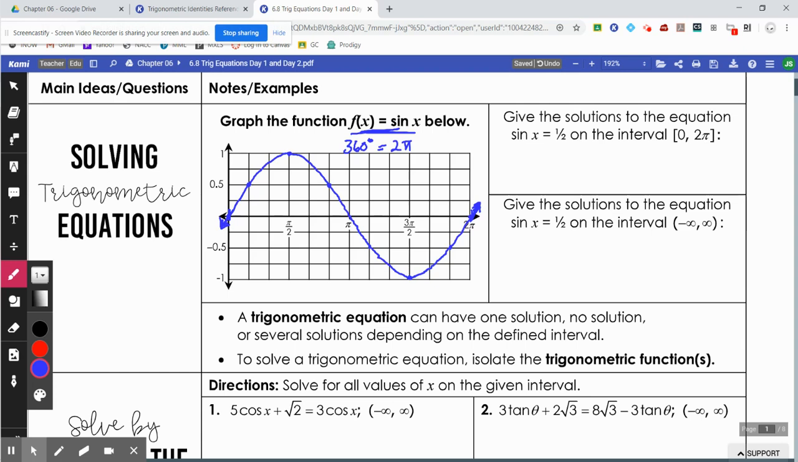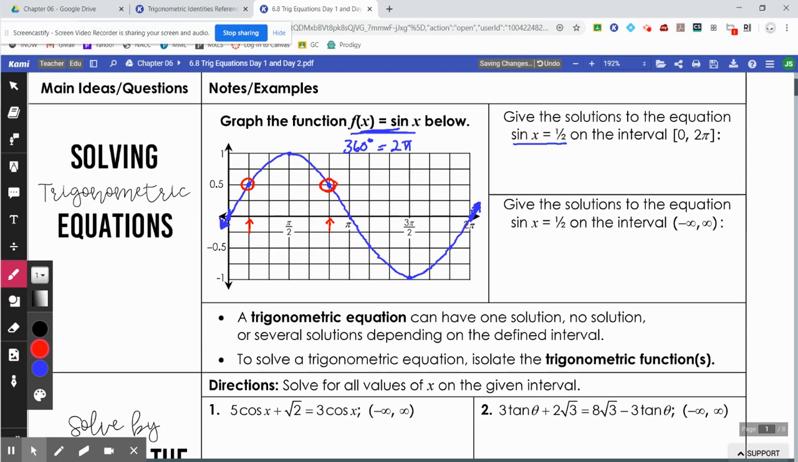The first problem says, give the solutions to the equation sine of x equals 1/2. So this is sine of x, and let's point out everywhere sine of x is equal to 1/2. It's equal to 1/2 here, and it's equal to 1/2 here. Now be careful, because here and here it's actually equal to negative 1/2, so those two are not values. So where does the sine equal 1/2? At this x value and at this x value.